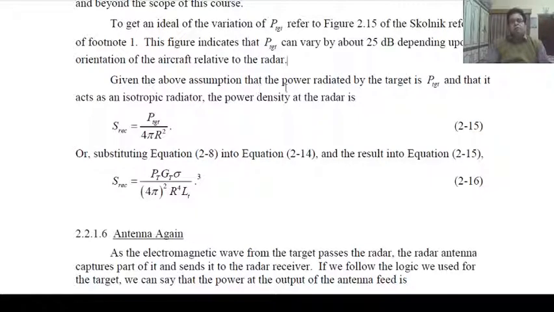Given the above assumption that the power is radiated by the target and that it acts as an isotropic radiator, the power density at the radar is S equal to P target upon 4 pi R square. And now at last we got the result for S equal to PT GT sigma upon 4 pi square R4 LT.